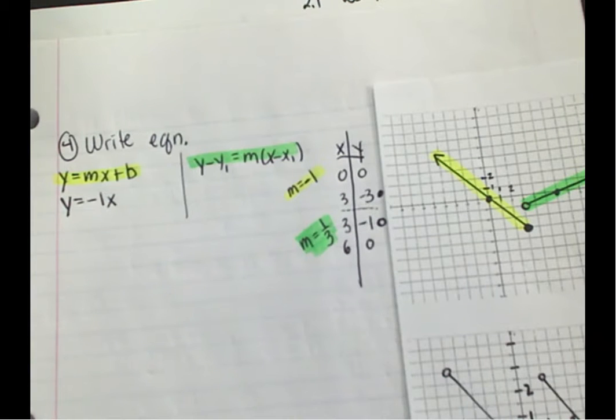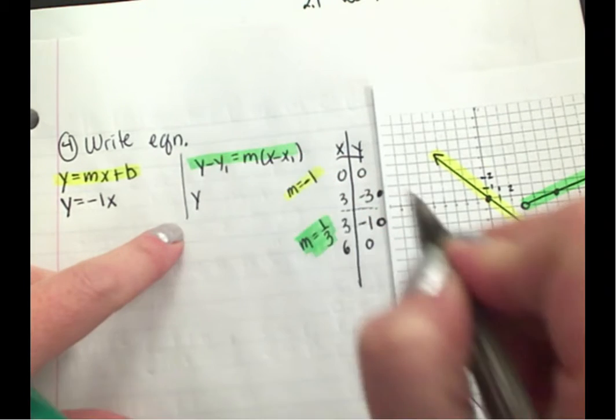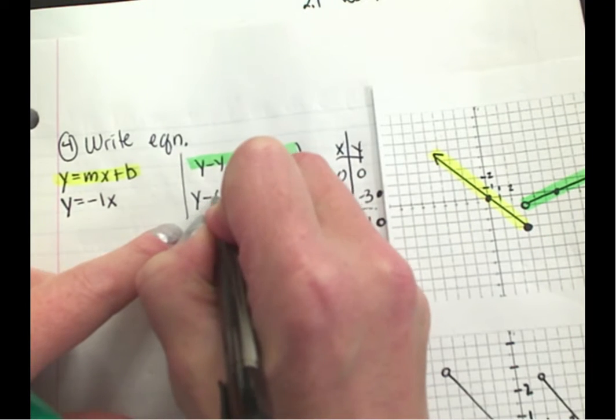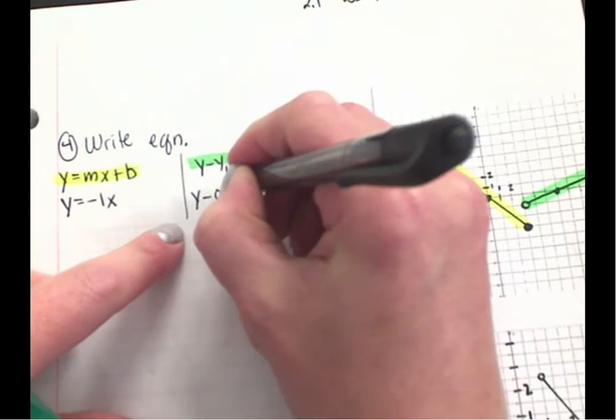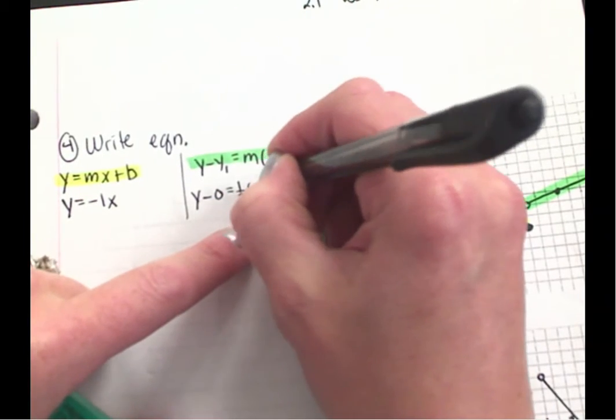Somebody said I can find the intercept. Go for it, but make sure you know what you want to do with that information. Okay. y minus y1 equals slope times x minus x1.